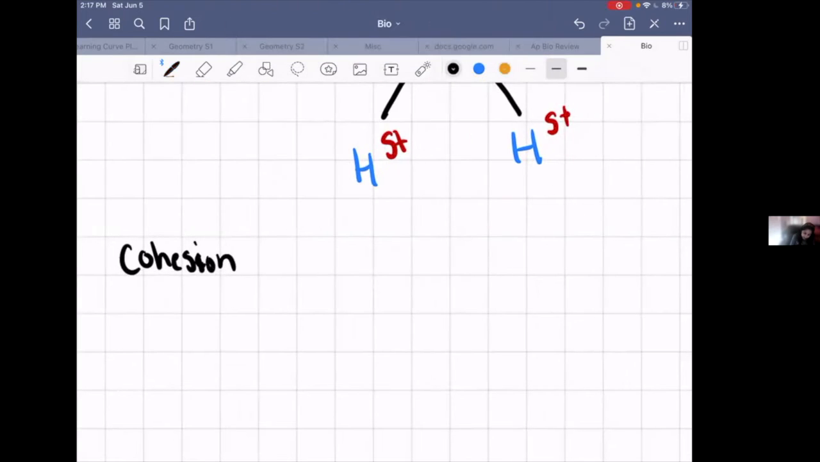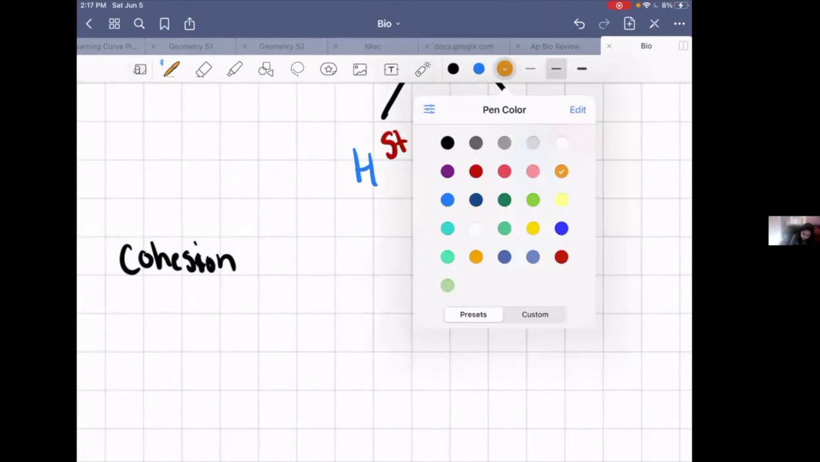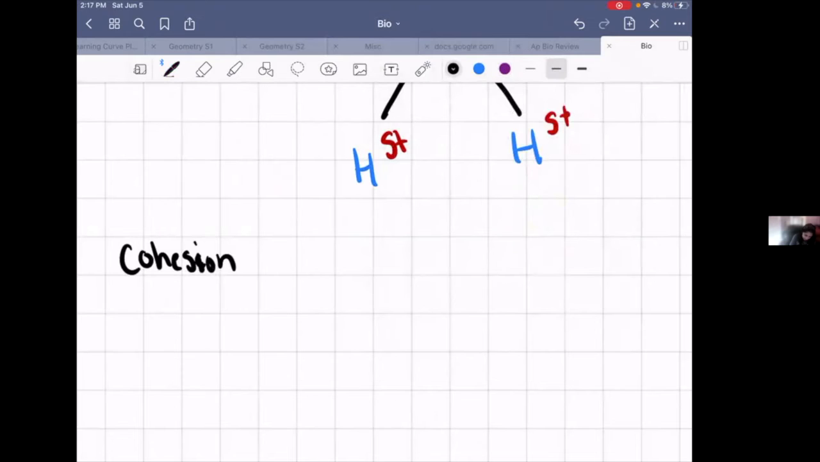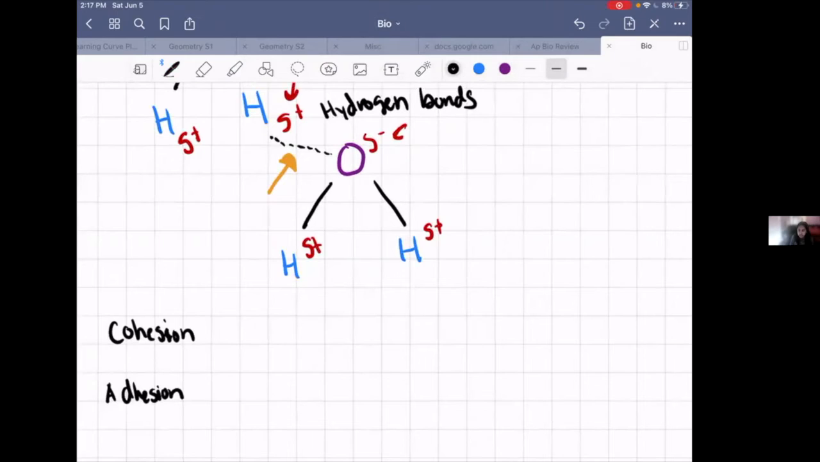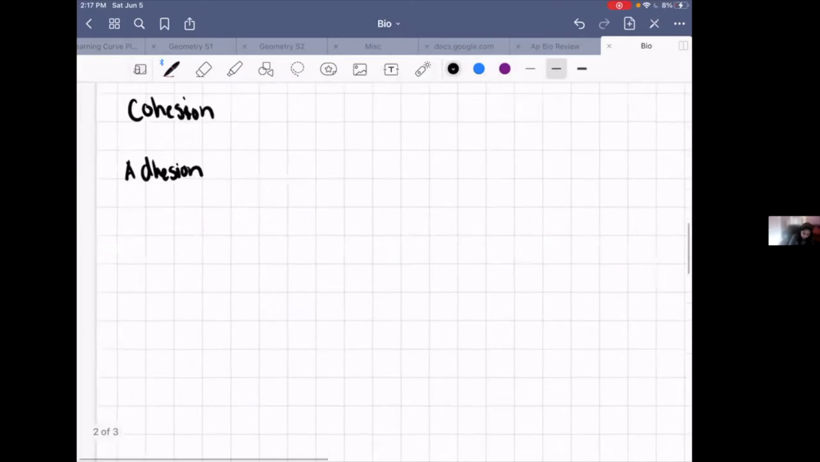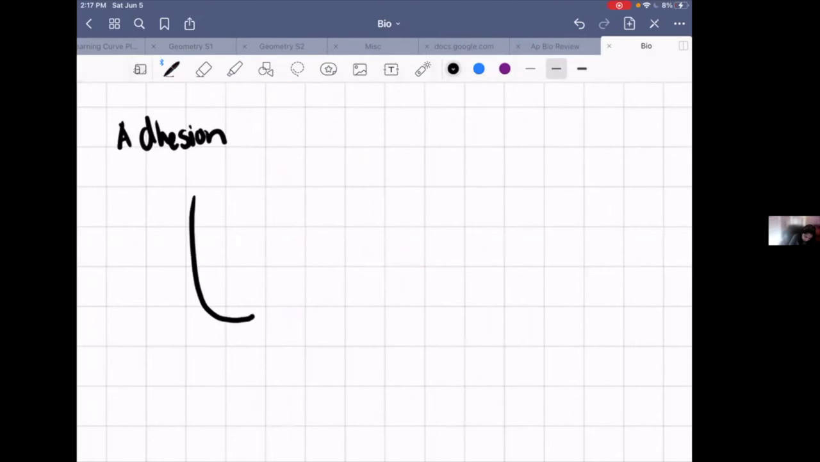And then the next property that we have to talk about is adhesion. And adhesion is basically when water attaches to a substance that is not water, that is unlike water. And so an example of this is a graduated cylinder. So let's say we had some water in here.